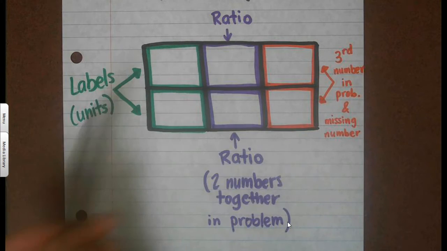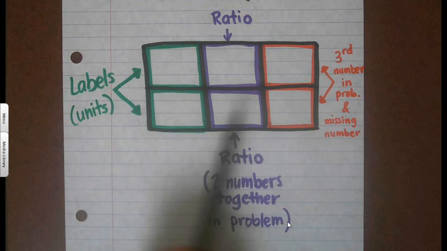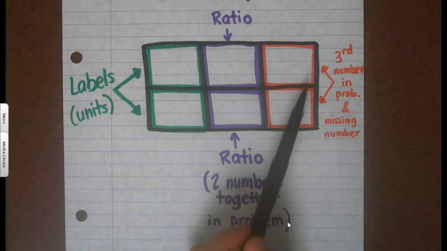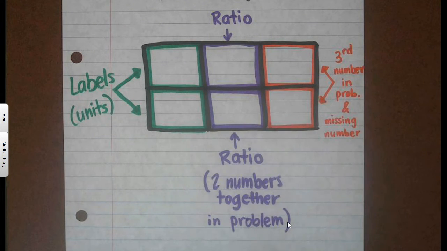And so we label our units, we write the two numbers that are together in the problem, and then we write the third number that they give us, and the empty box will eventually have the missing number that they're asking us about. So we're going to do two examples today so I can show you how this works.